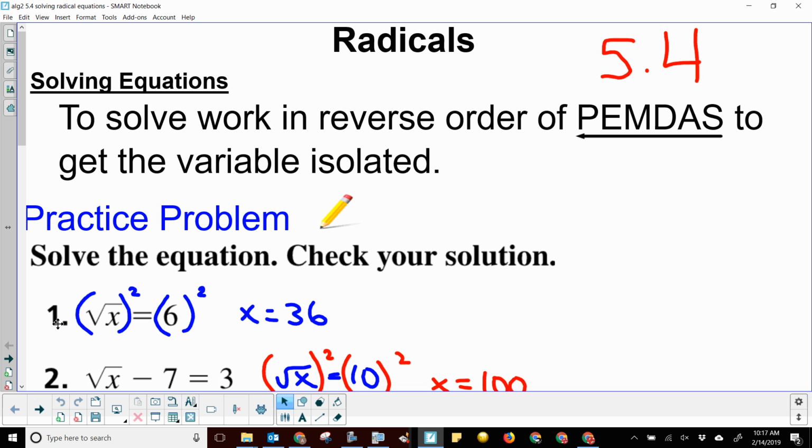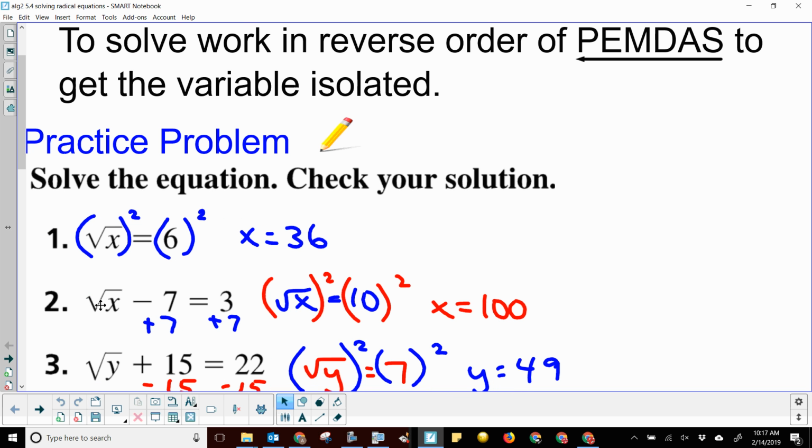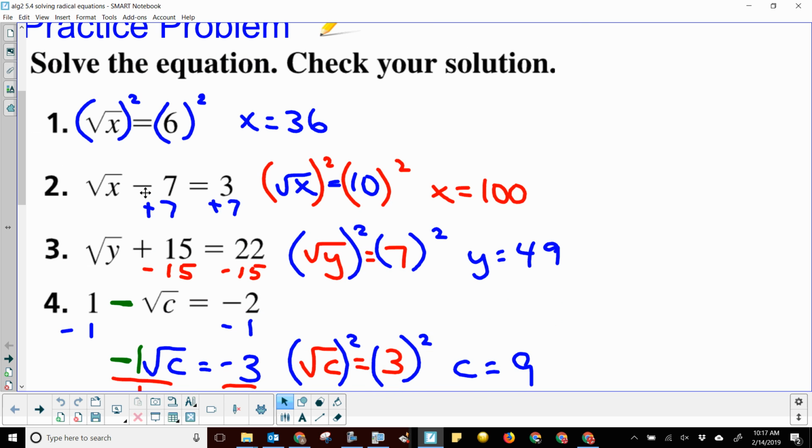Our goal is to basically get to where number one is, where the radical is by itself, nothing in front, nothing behind. We don't care about anything underneath. We can take care of that later, but we need the radical by itself. We will square both sides, and the radical disappears, and then 6 squared becomes 36. It's that simple. On this one, let's move the 7 over. Radical x equals 10. Well, now I can just square both sides, and x is now 100.